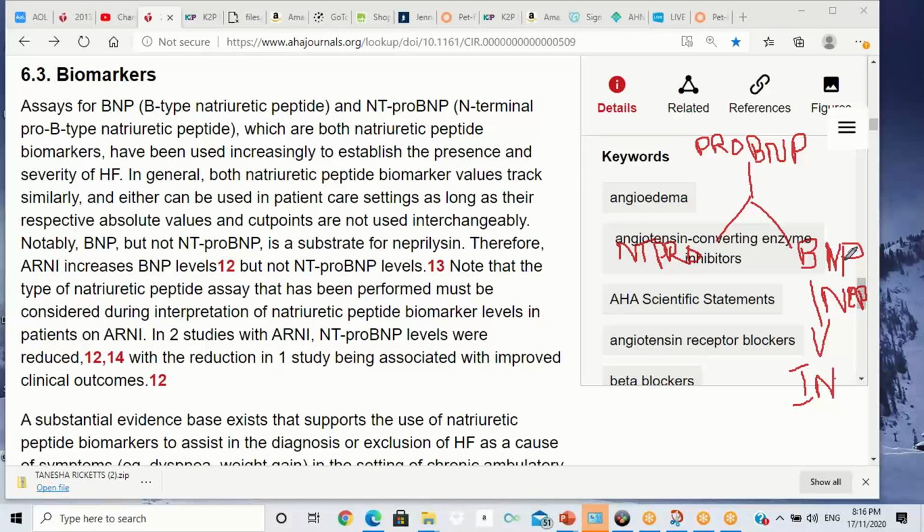So what they have done is combine this neprilysin inhibiting enzyme with angiotensin receptor blocker, and the combination is called ARNI. So the ARNI stands for angiotensin receptor neprilysin inhibitor, and it's commonly known as Entresto, which is a combination of the neprilysin inhibitor and the angiotensin receptor blocker, valsartan.